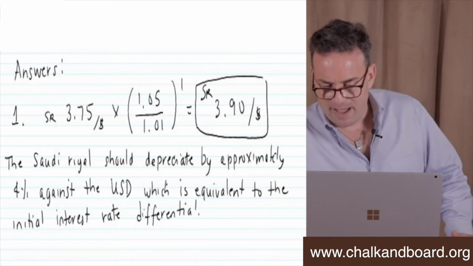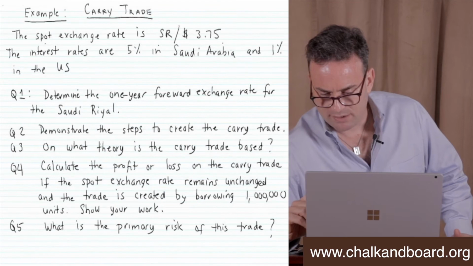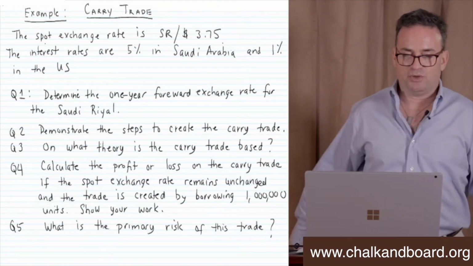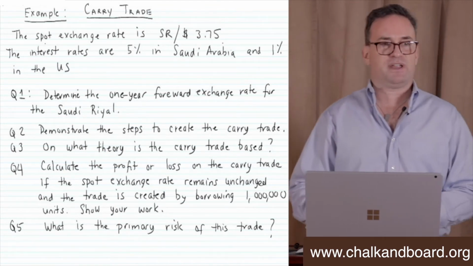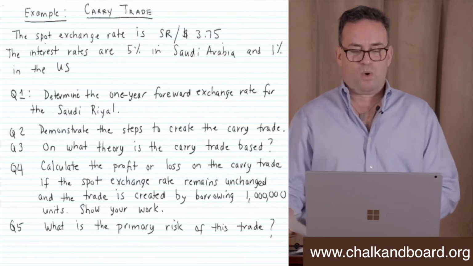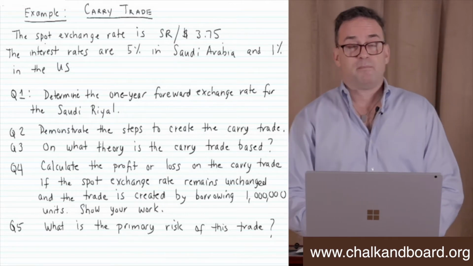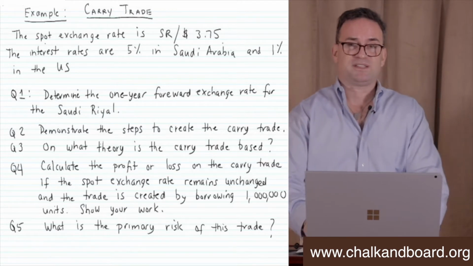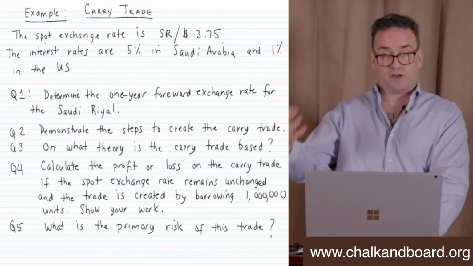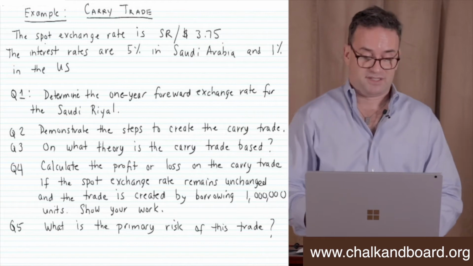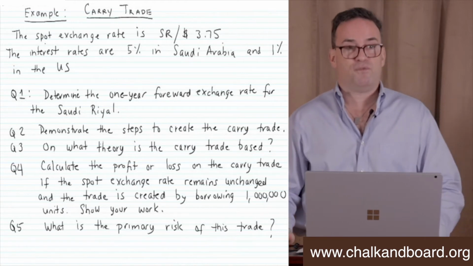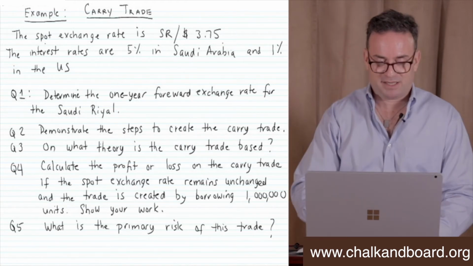All right, let's go now back to question number 2. Let's go back to the screen with the questions. Question number 2, demonstrate the steps to create the carry trade. Well, what is the market expecting? The market is expecting, as we just saw, based on the forward premium or discount, the Saudi riyal, which is the foreign currency, which is the base currency, to depreciate by 4%. That is what the market's expectation is.